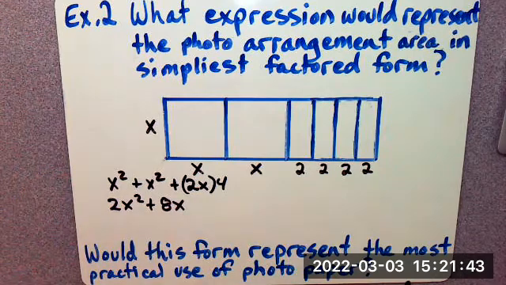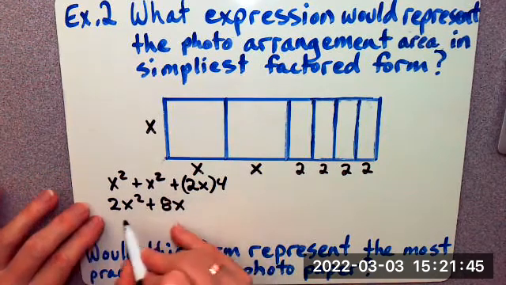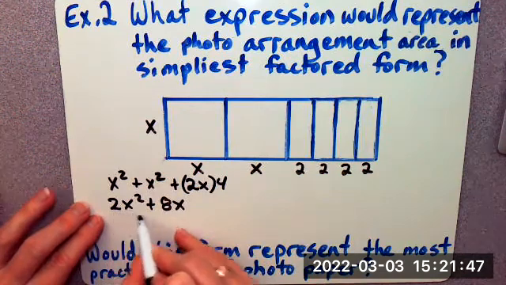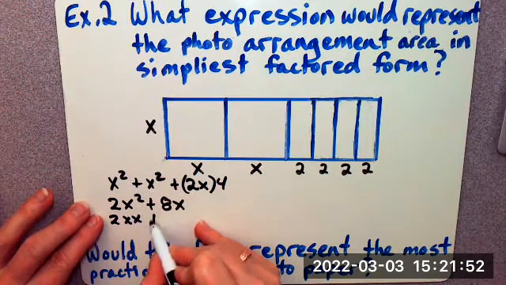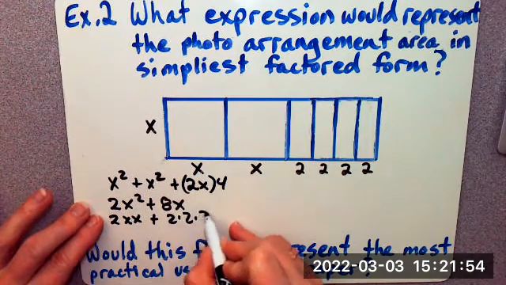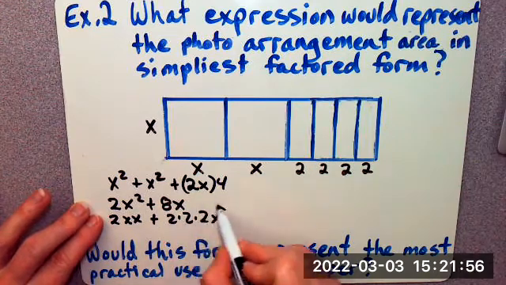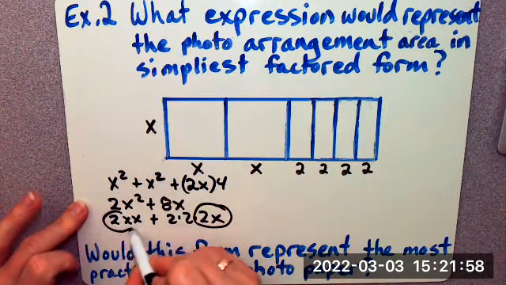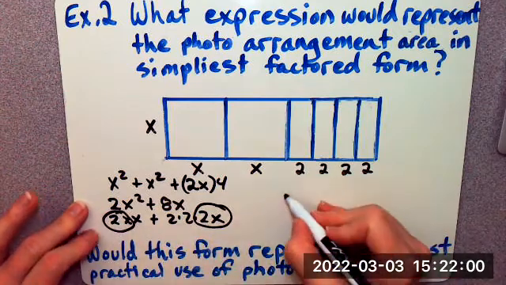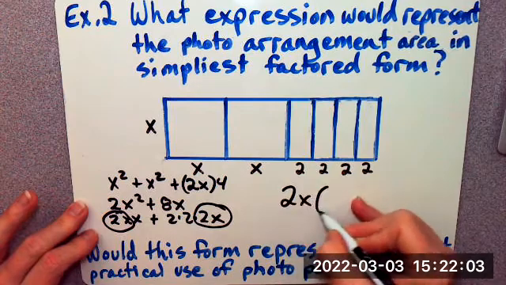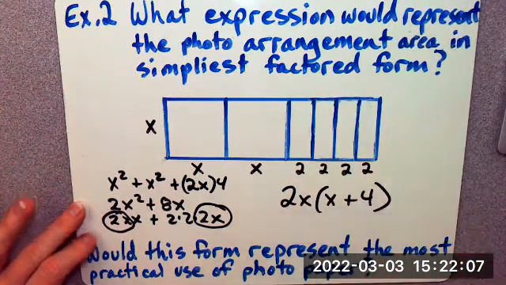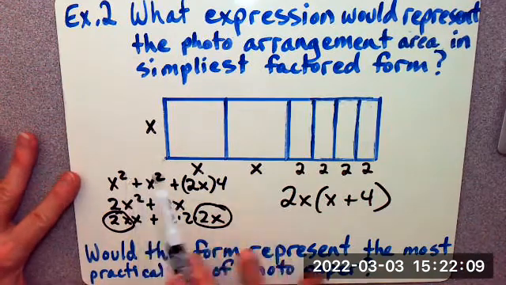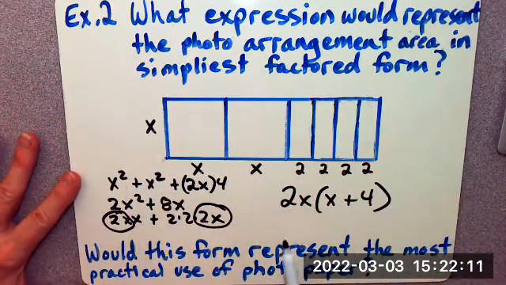Now we look for the greatest common factor and we see, well, they have 2. So I have 2 times x times x plus 2 times 2 times 2 times x. So we have a 2x in each one that we can pull out. So this would give us 2x, and then we just have x plus 4. Okay, so that would be what the area of all these photos would be: 2x times x plus 4.